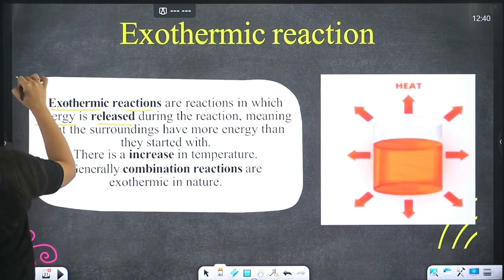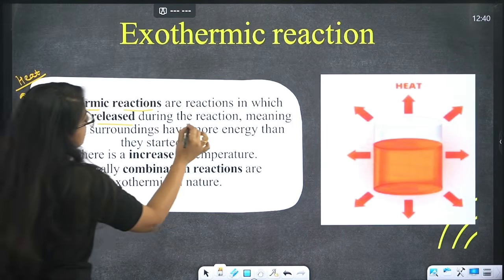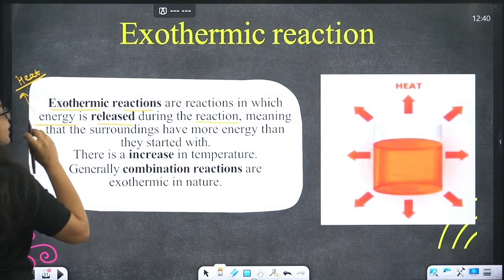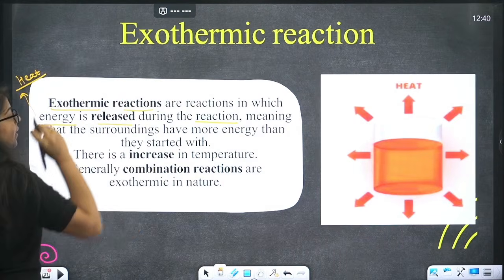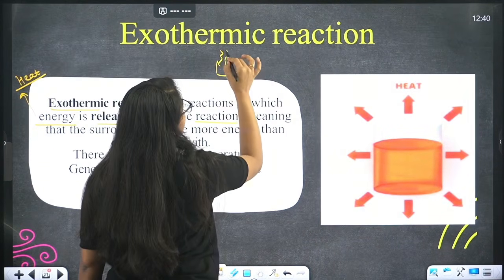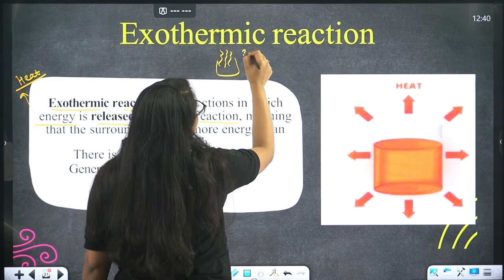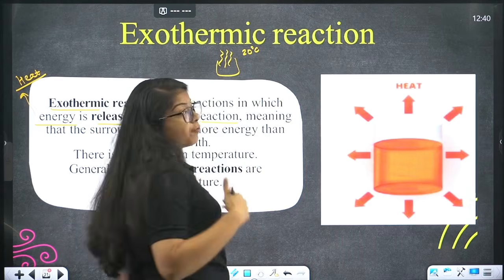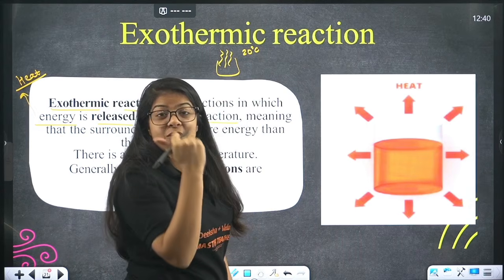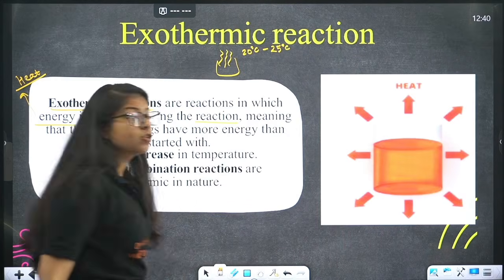Here we are talking about energy as heat. Energy is released during the reaction, meaning the surroundings have more energy than they started with. Now this is a beaker and a lot of heat is coming out. Before the heat came out, the temperature was 20 degrees Celsius. After the heat came out, obviously the temperature will increase. Let's say it increased to 25 degrees Celsius. So what does that mean?